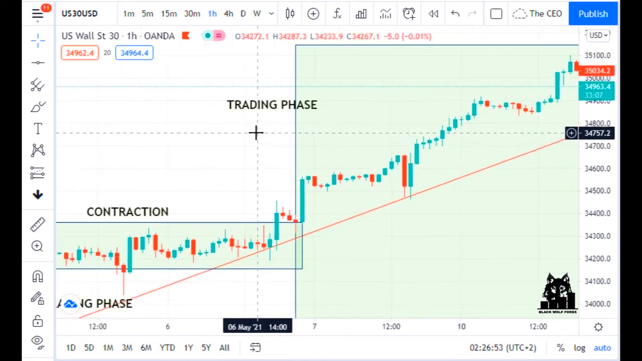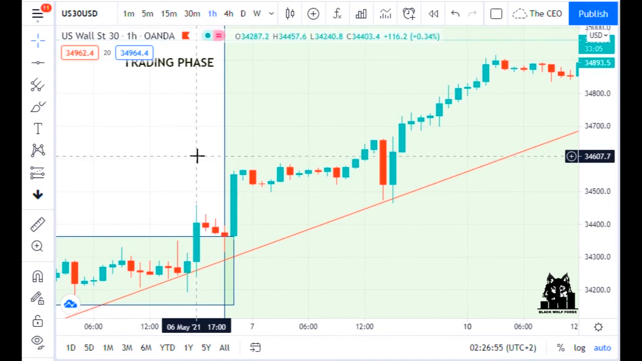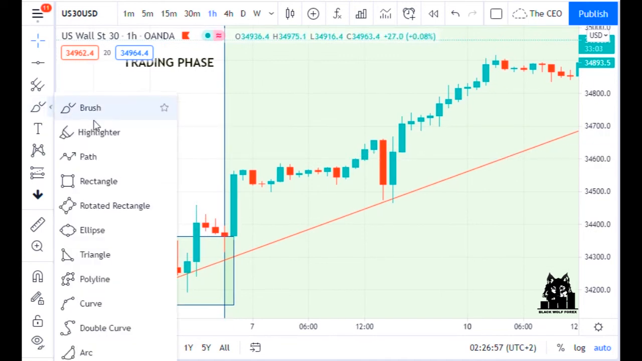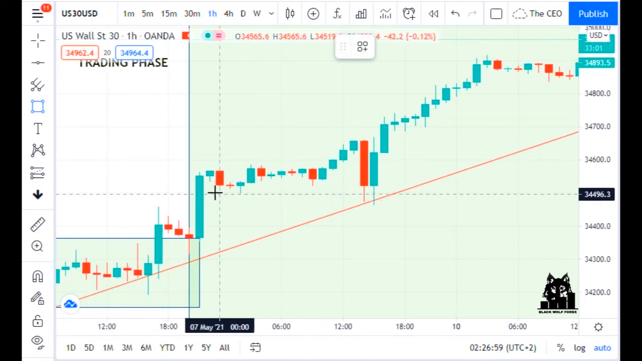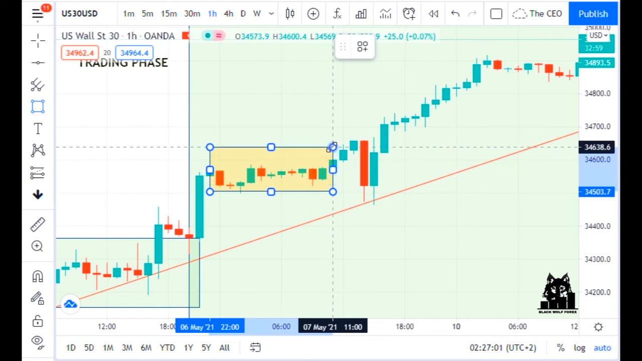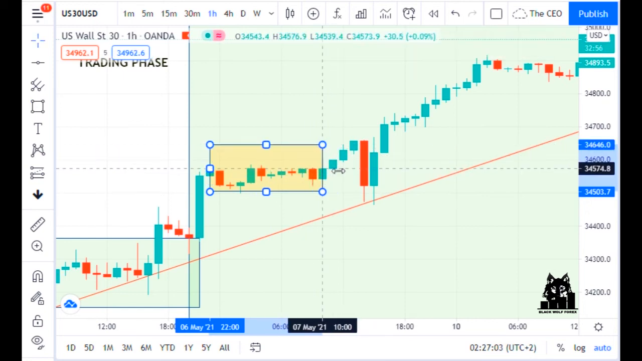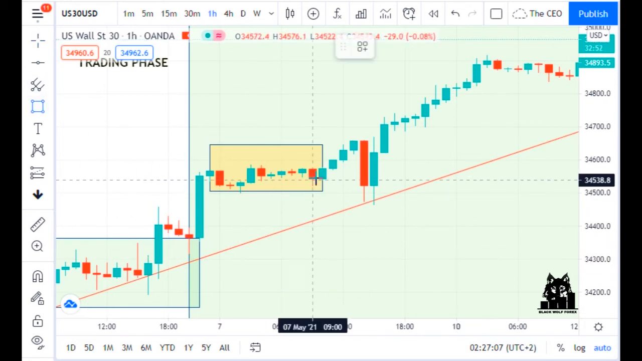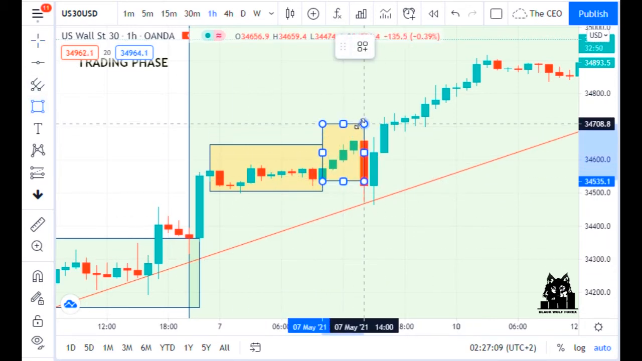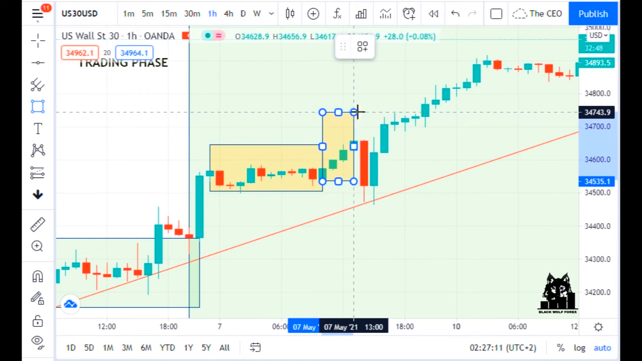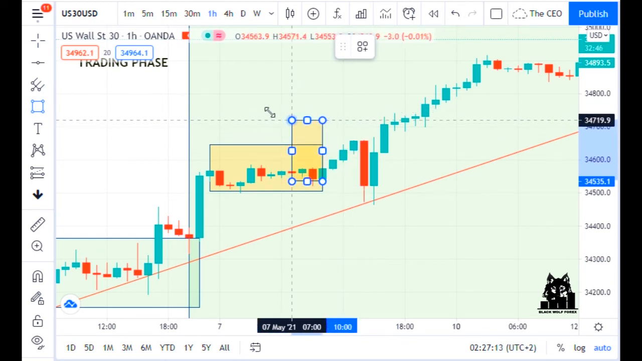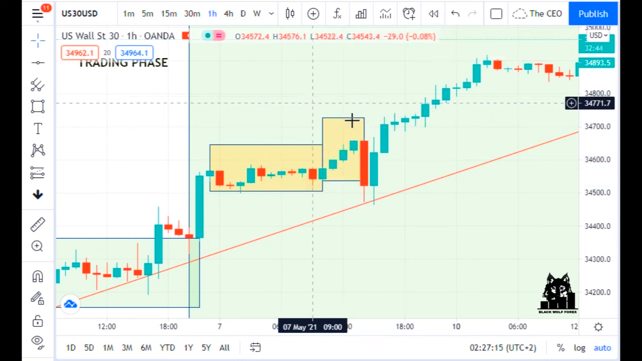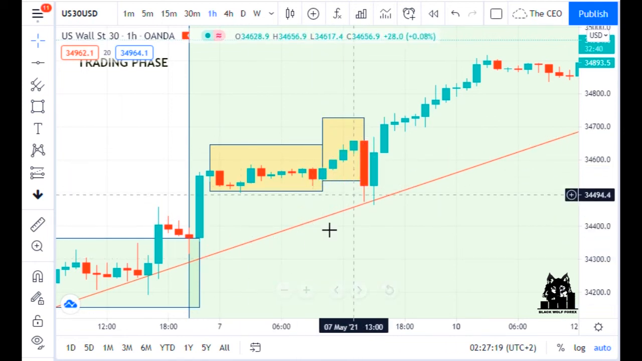Right here we have another contraction phase. Right here, our contraction phase. And then what happened here, we have our, what do we call it, expansion phase. Here we have it, our expansion phase. The market lied to you saying the market is buying, and then what happens? The market went down, lied to you again.